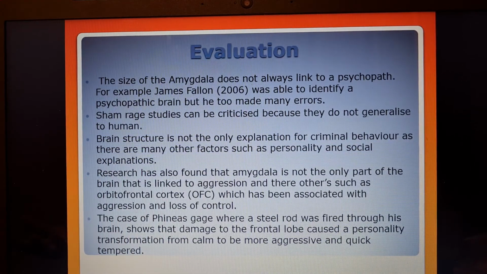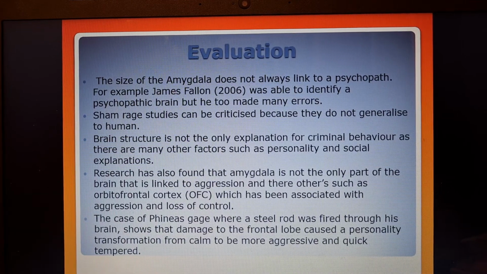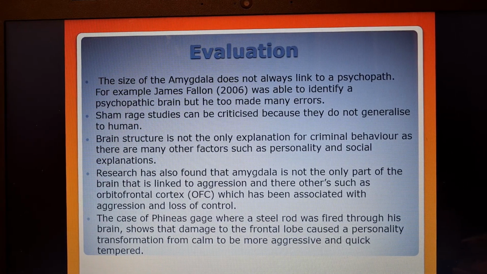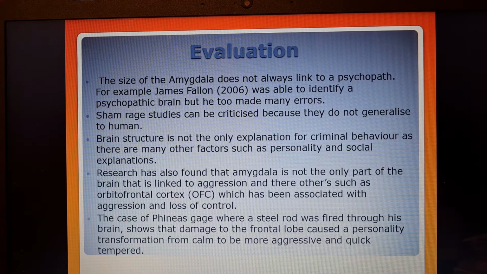So some evaluations here. The size of the amygdala does not always link to a psychopath. An example here is James Fallon, 2006, who was able to identify a psychopathic brain, but he too made many errors. So that's not to say that we can look at the pictures of people's brains and then identify who's going to be a criminal. That's absolutely not the case.